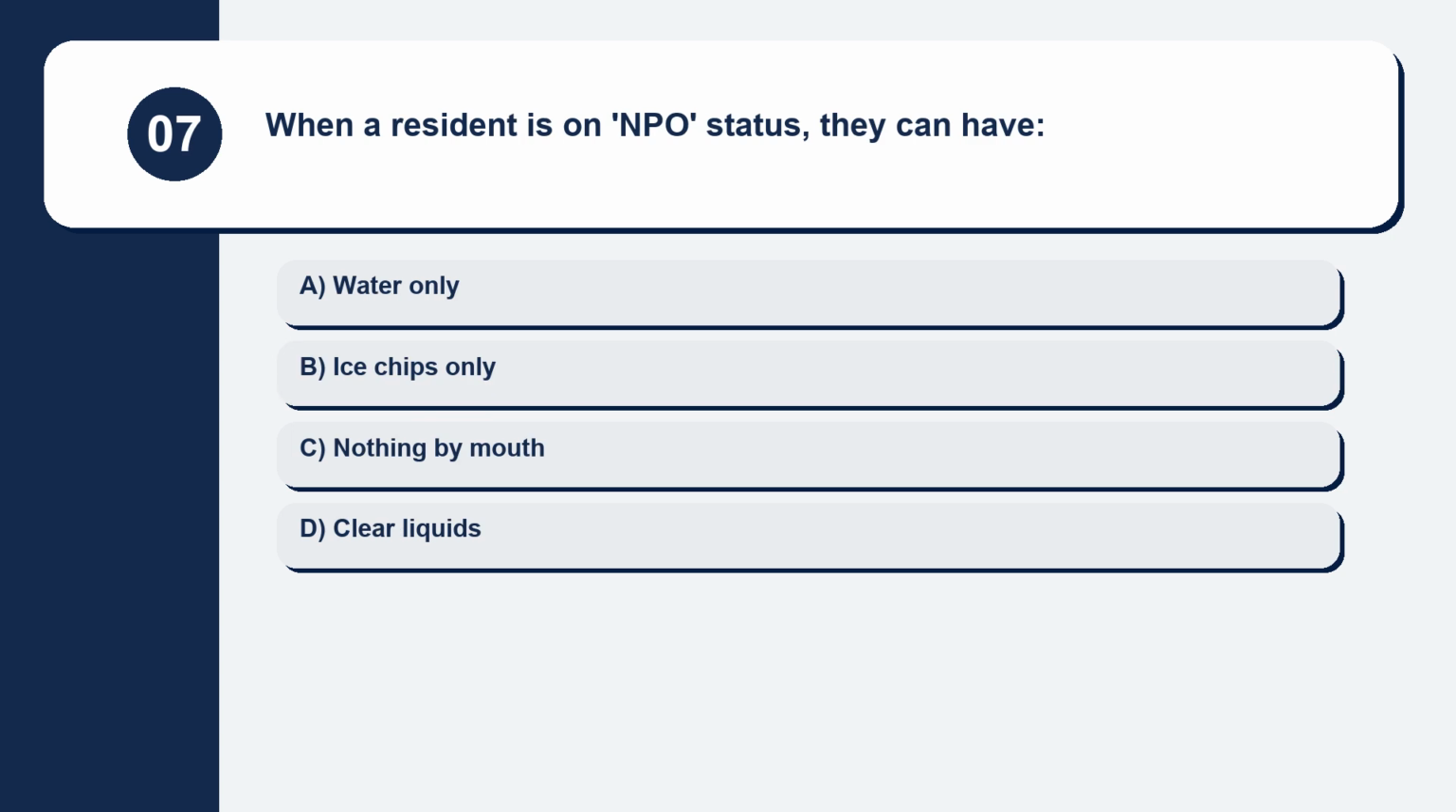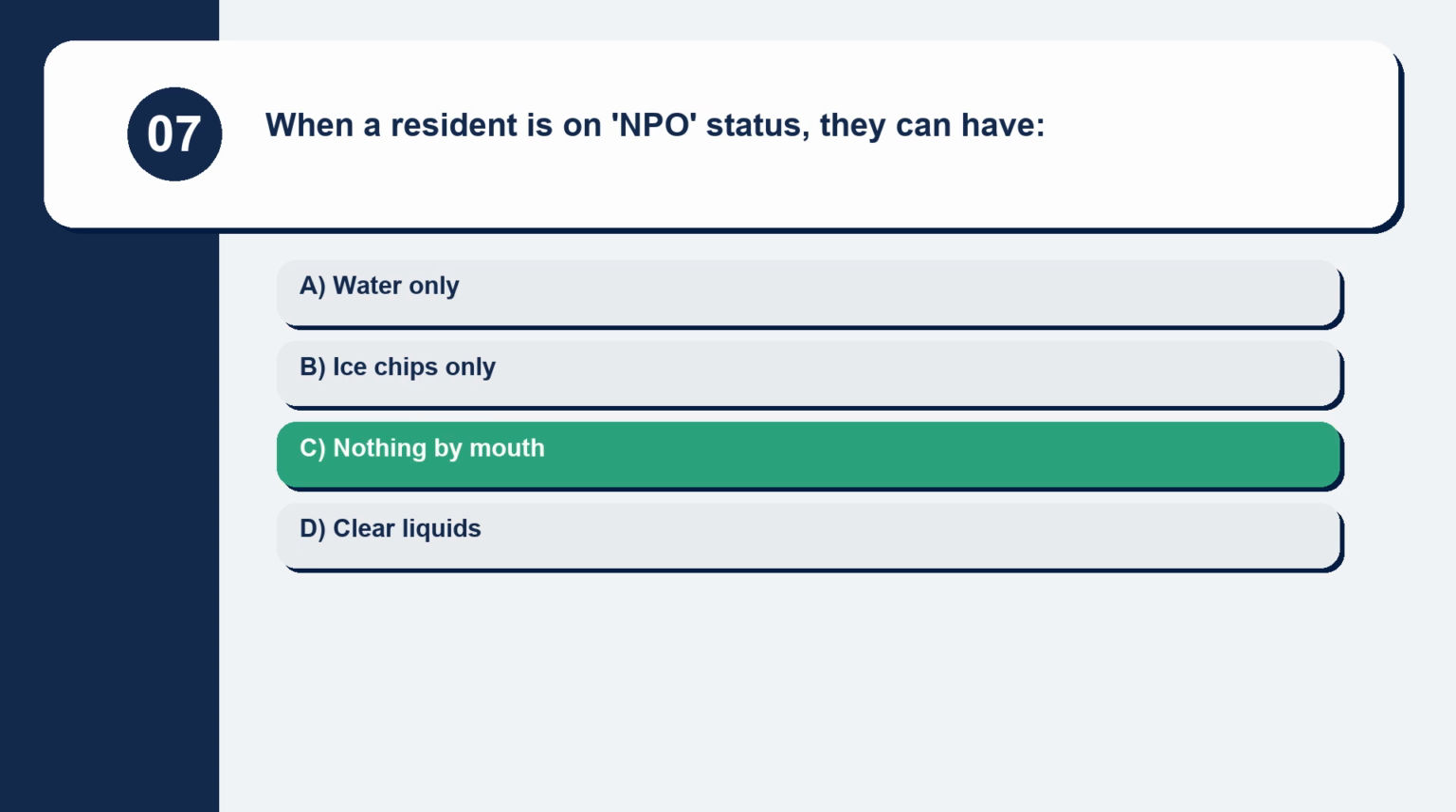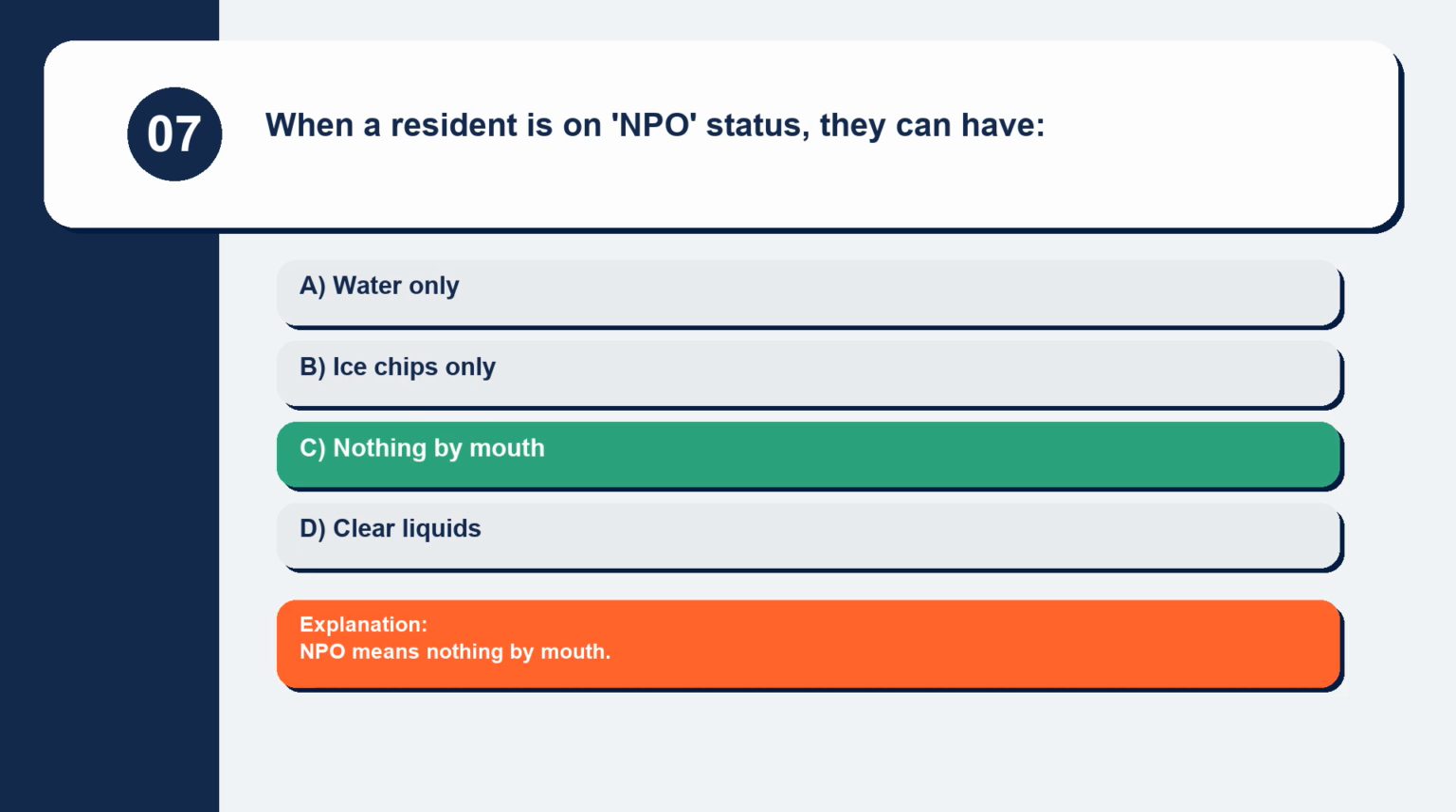Question 7. When a resident is on NPO status, they can have water only, ice chips only, nothing by mouth, clear liquids. NPO means nothing by mouth.